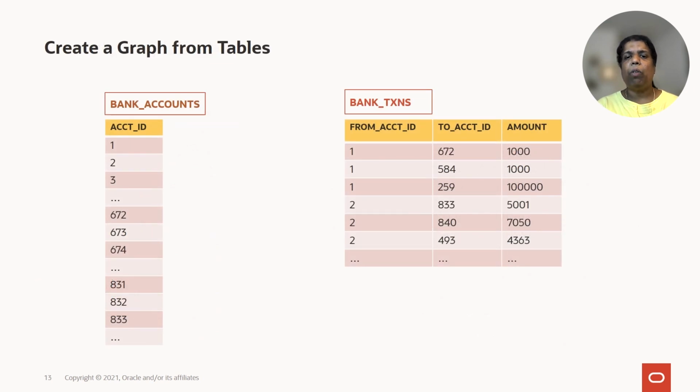So let's see how you would create a graph from tables that you have. So let's say you have a bank accounts table with a list of account IDs and a bank transactions table.